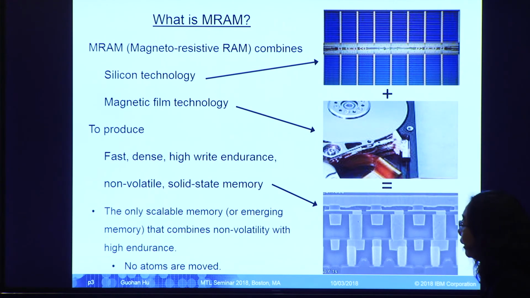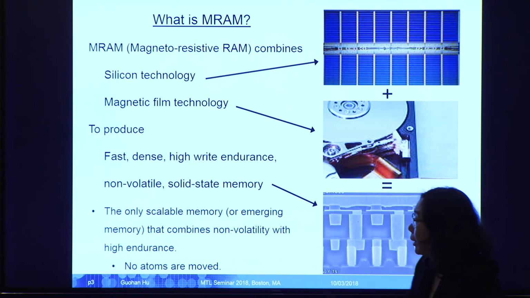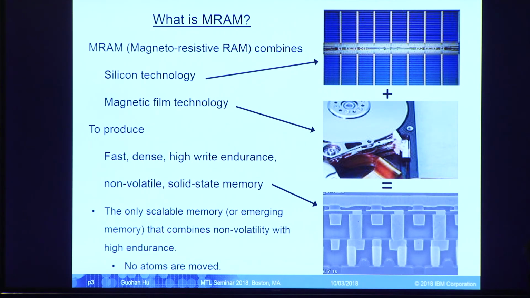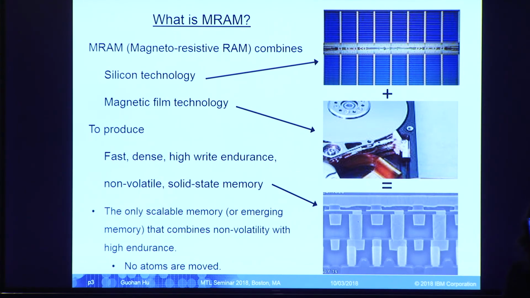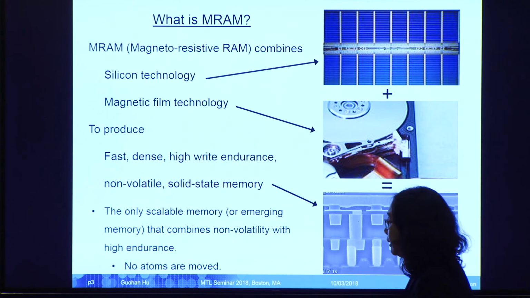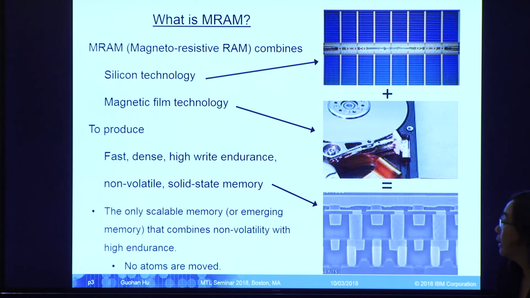When we combine them together, among all these emerging memories you may hear of, and I will touch upon a little bit, this is the only scalable memory. That means you can really go down in size instead of stopping at one generation. It also combines non-volatility, because it's using magnetics, with high endurance. That's because you are flipping spins instead of moving anything physical. So that really gives you a lot of advantage compared to most of the emerging memories, which I will show in the next couple of slides.